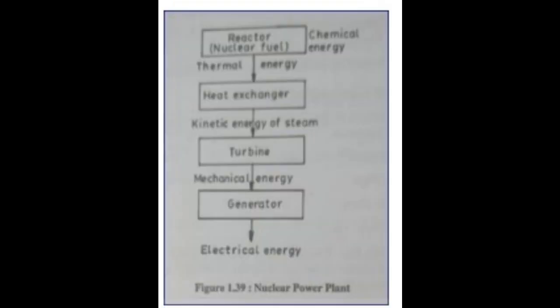The nuclear fuels used in the power industry are principally uranium and thorium. The reactor is the heart of the whole plant. It would be seen that in such a power plant, only the boiler of the conventional steam power plant is replaced by the nuclear reactor and heat exchanger. The type of energy conversion that takes place in each stage of the above system is shown in figure 1.39.